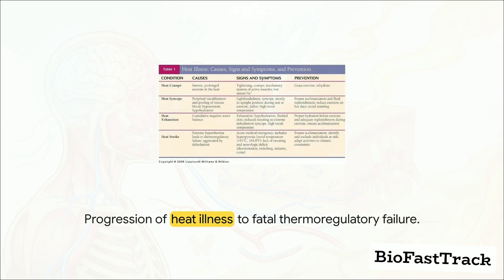Hyperthermia progresses through stages of failure. It starts with heat cramps from fluid loss, moves to heat exhaustion, and finally hits heat stroke, where the core hits 41 degrees Celsius and cooling mechanisms shut down entirely.